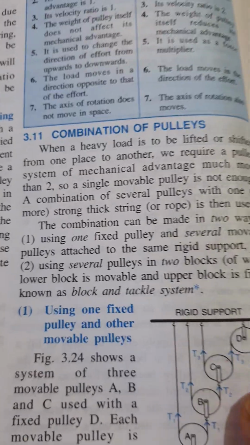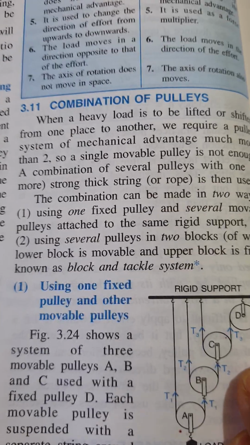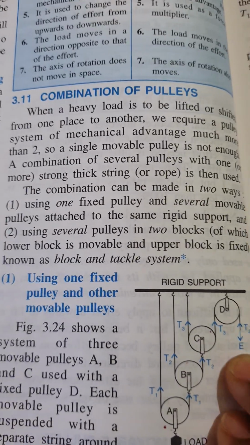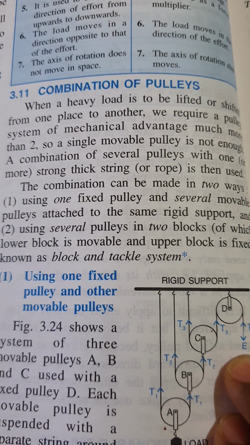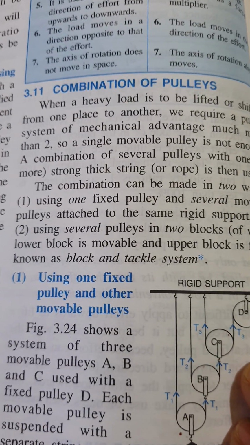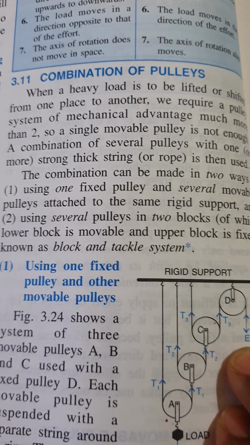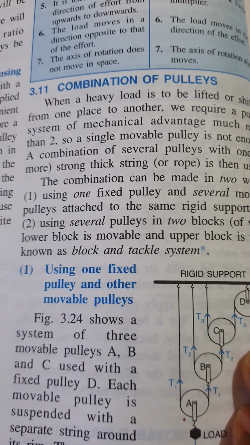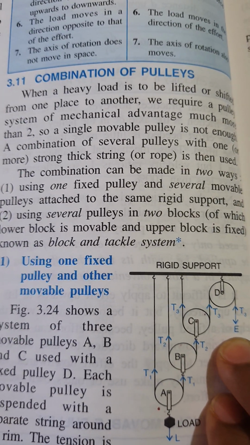Hello children, today we are going to start our new topic, combination of pulleys. When a heavy load is to be lifted or shifted from one place to another place, we require a pulley system of mechanical advantage much more than two. A single movable pulley is not enough, so a combination of several pulleys with one strong thick string is used. Two types of combination we can do.